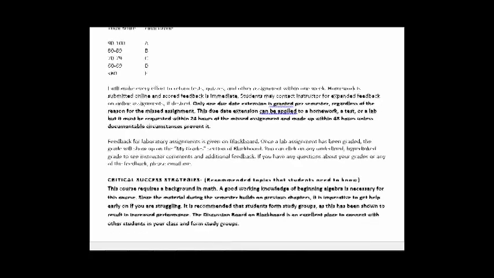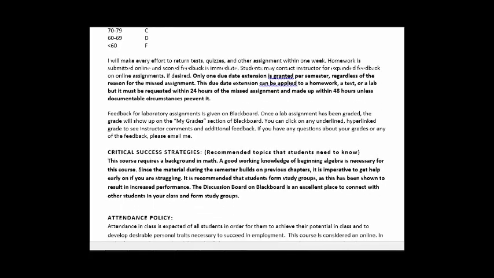I generally try and return any graded assignment within a week. Homework is submitted online through Connect, and that is automatically graded and scored, so you can see your feedback immediately. If you need expanded feedback, such as you're having trouble figuring out why a question is being marked wrong on Connect, please just send me an email and show me your work, take a screenshot or a snapshot of your work, and I would be happy to look over that and let you know where the mistake is.